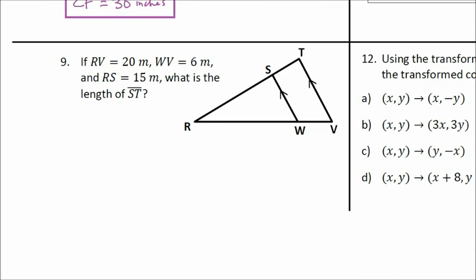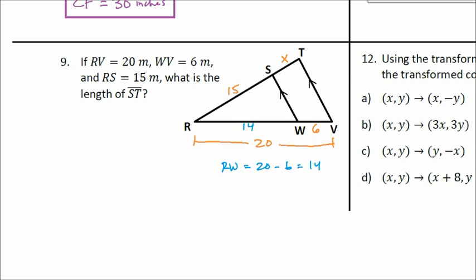All right. Number 9. If RV is 20, so in this case now we have to label some side lengths. If RV is 20, now be careful, RV is the entire bottom of this diagram. RV is 20, WV is 6, RS is 15, and we're looking for ST. What we want to verify is that to do triangle proportionality, we need to know the length of RW. And I'm going to write down RW is equal to 20 minus 6, and that's equal to 14. So there is our missing side right there.